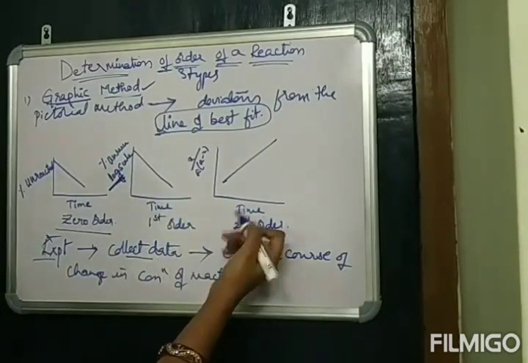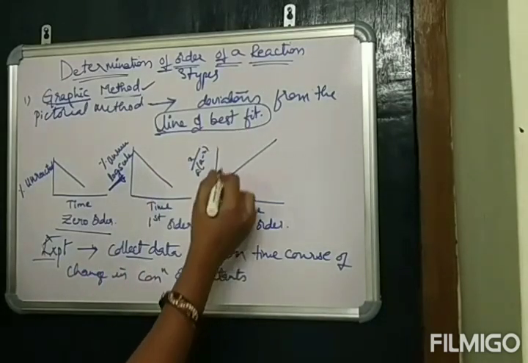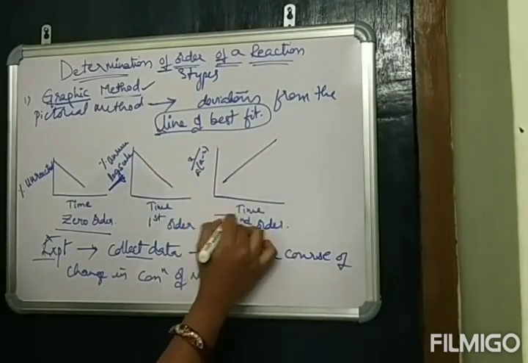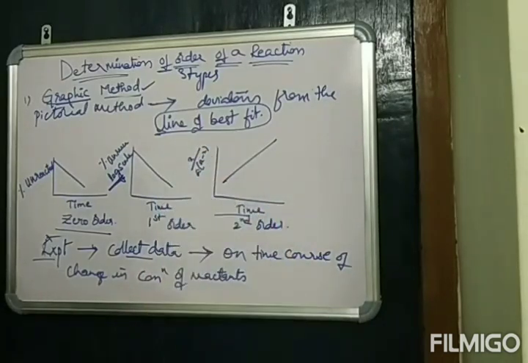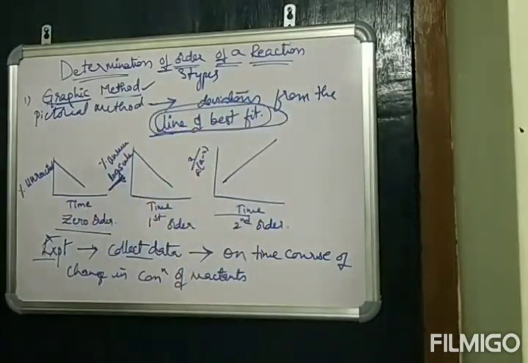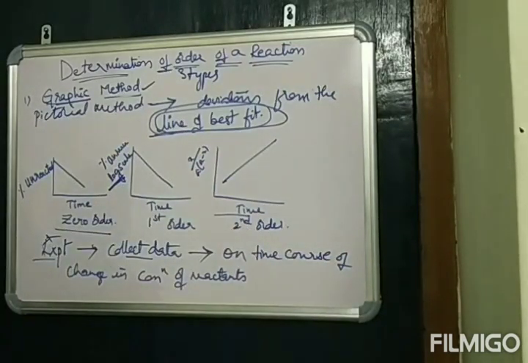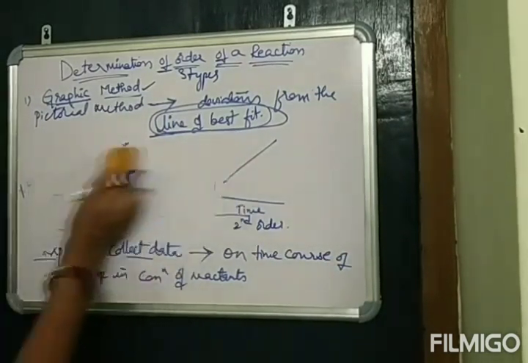And next for this we have to perform the experiment, collect the data, plot a graph, and the second order graph is like that. We have to plot a graph between time versus x divided by a minus x, and this is a pictorial representation. It is a line of best fit. From that we have to determine the order of reaction. This is about the graphic method.